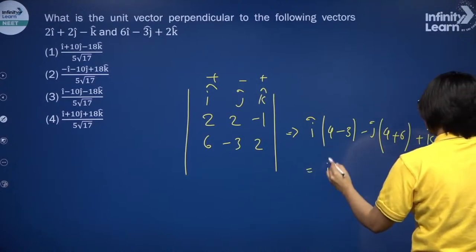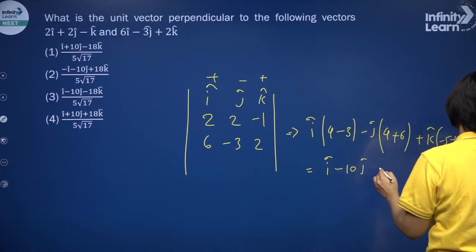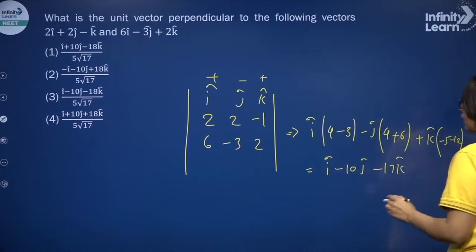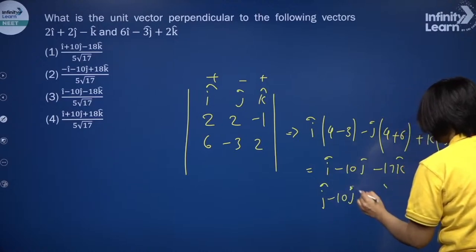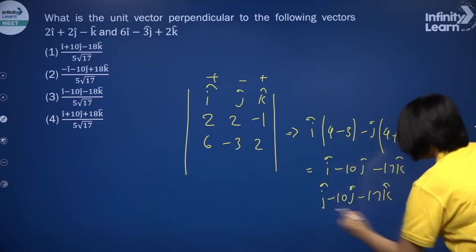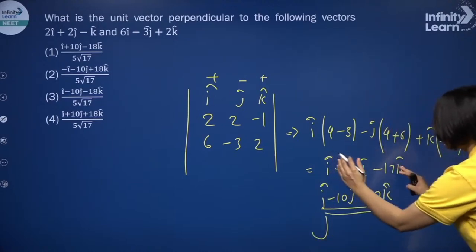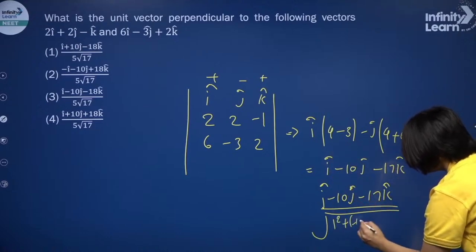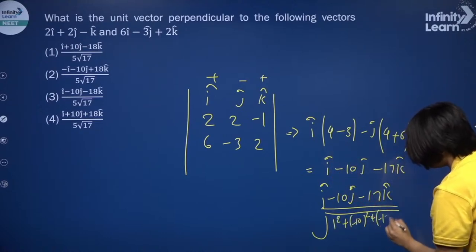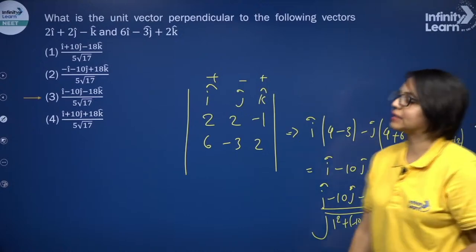So it is i cap minus 10 j cap minus 17 k cap, and the unit vector will be i cap minus 10 j cap minus 17 k cap divided by the magnitude of this, which is under root of 1 square plus minus 10 square plus minus 17 square. So this will give you the correct answer as option 3.